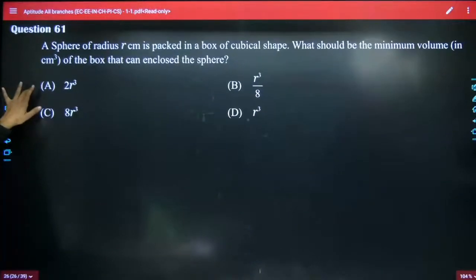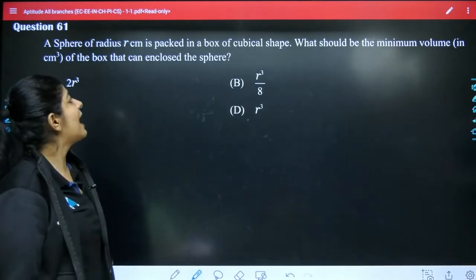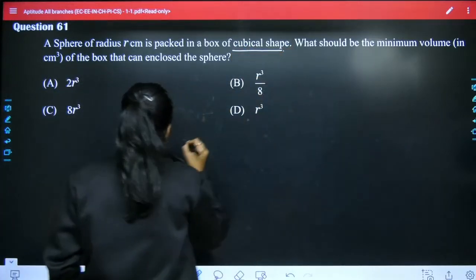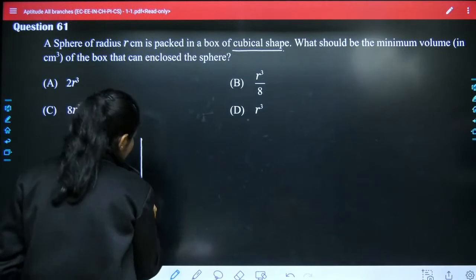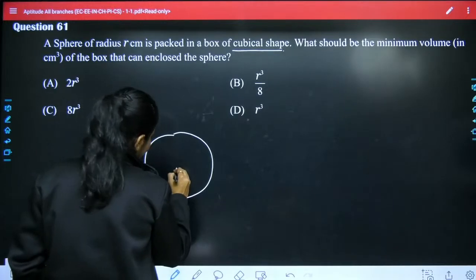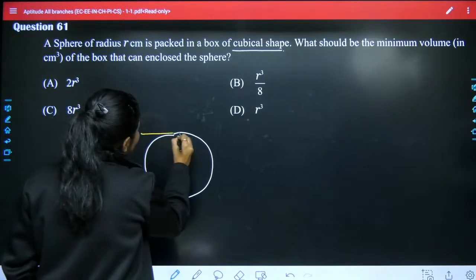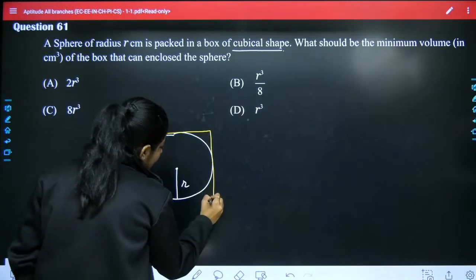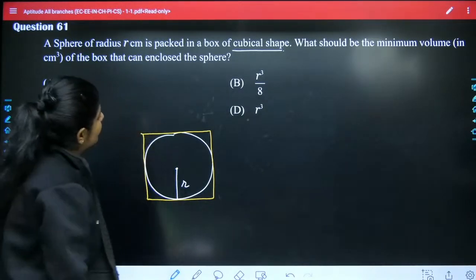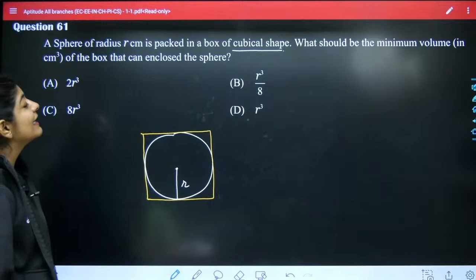Okay, here we have a question from the mensuration 3D. A sphere of radius r is packed in a box of cubical shape. This is of cubical shape. So we can draw the diagram something like this. First we need to draw the circle. This is our sphere of radius r. Now it is packed in a cubical box, right? What should be the minimum volume in centimeter of the box that can enclose the sphere?